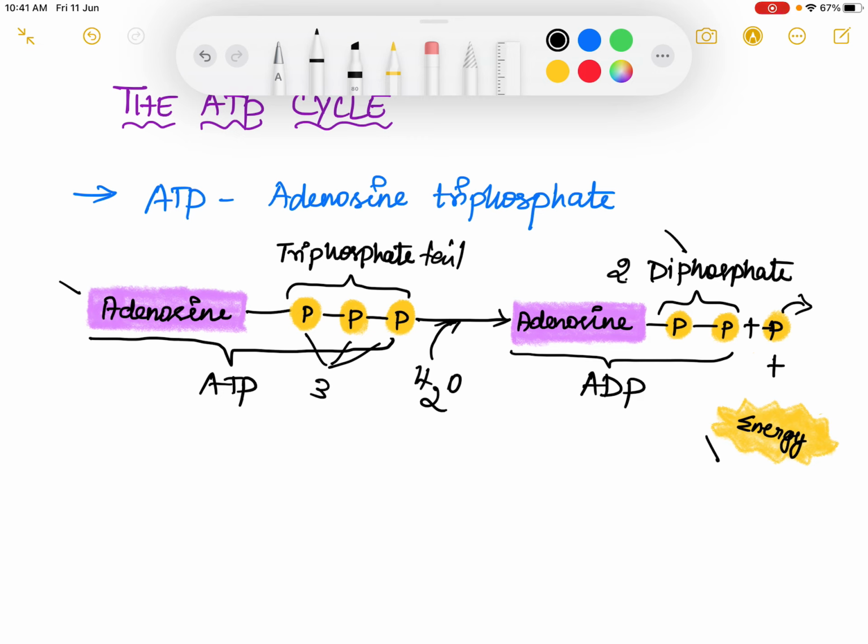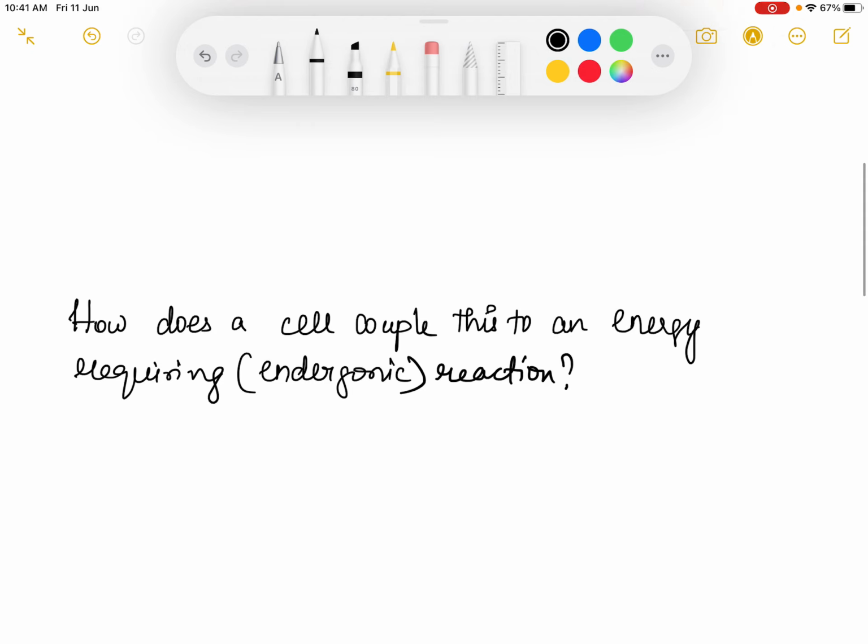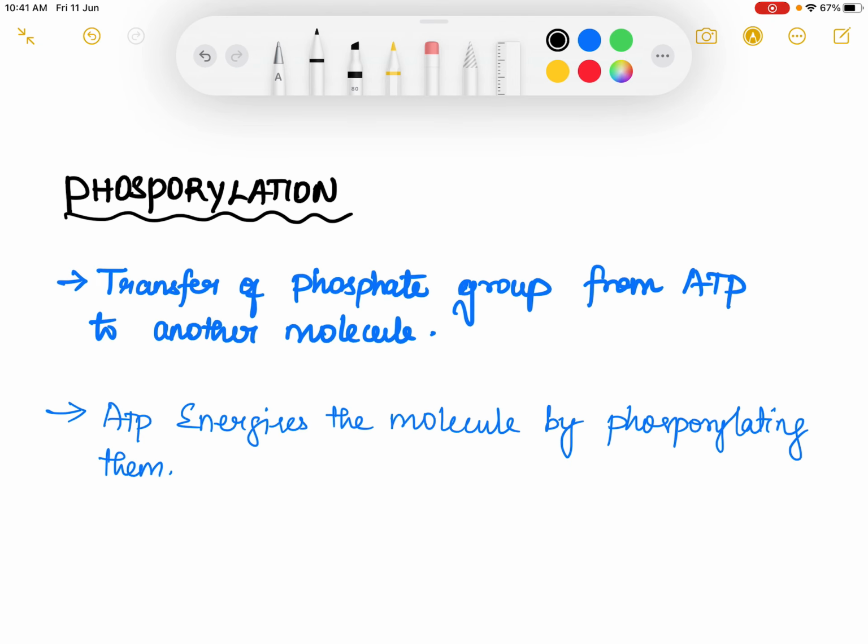Now let us see how this energy which is released during the breaking of the triphosphate tail is used by the cell. Okay, so the next question arises: how does a cell couple this to an energy requiring endergonic reaction? The energy which gets released is exergonic. Now, how is the cell going to use this energy to drive some endergonic reaction? The answer is simple. It's by means of phosphorylation.